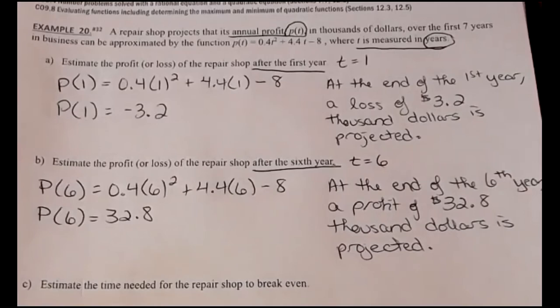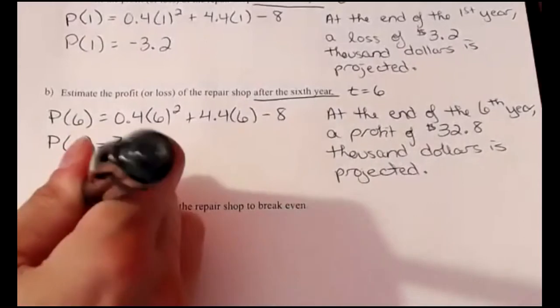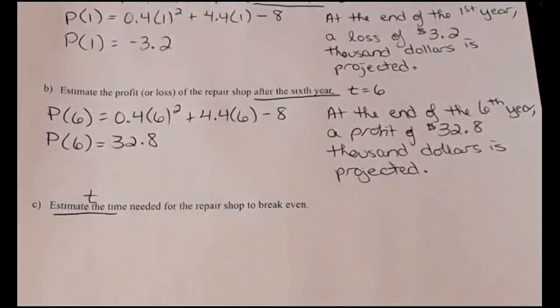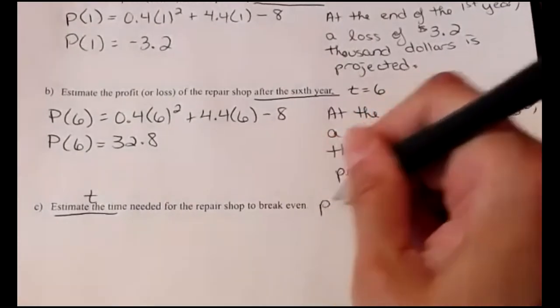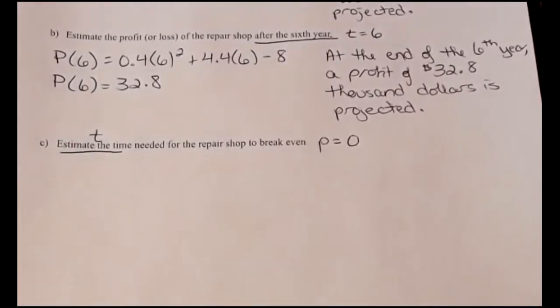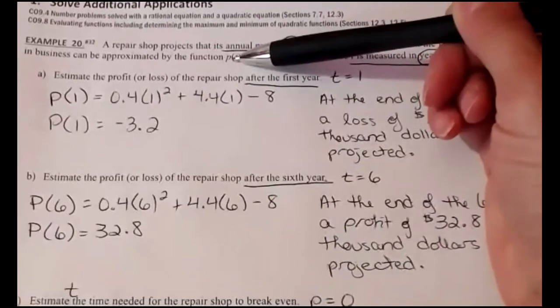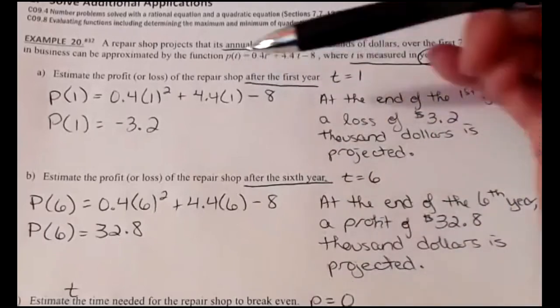What part C is asking us is to estimate the time, right? To figure out how much time is needed for the repair shop to break even. When you see that phrase break even, I want you to think of the fact that the profit when you break even is 0, right? You're not losing, you're not gaining, you broke even. So your profit is $0. So having said that, what that means is in our equation, that profit, that P of T part here gets replaced with 0. So that's exactly what we're going to do.